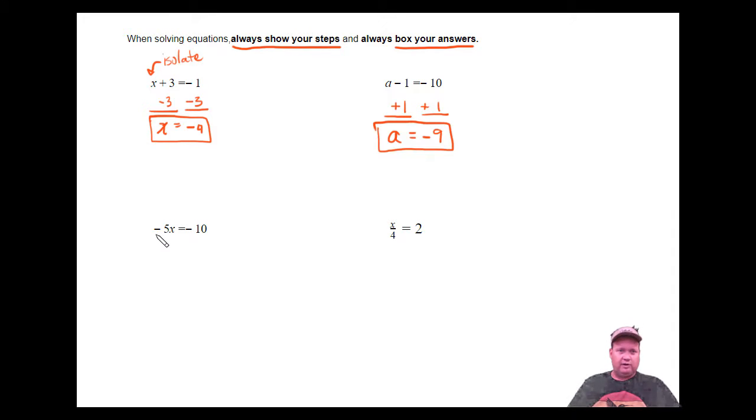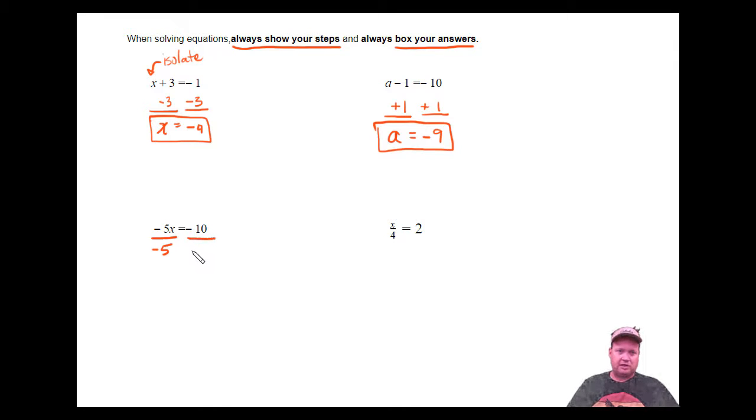Take a look at this next equation. This says negative 5x equals negative 10. This means negative 5, since it's next to the x, there's no operation symbol in between them. That means we're going to be multiplying, x times this negative 5. And the inverse operation of multiplying by a negative 5 is to divide by a negative 5. And this is how we show it. We use a fraction symbol, and we put a negative 5 on the bottom.